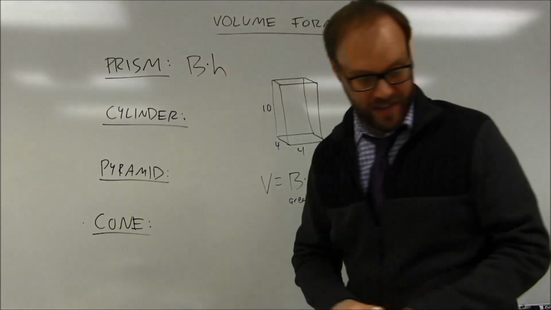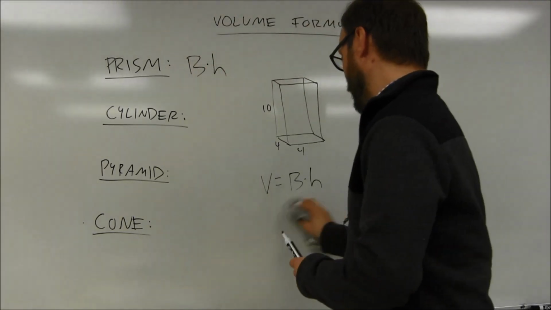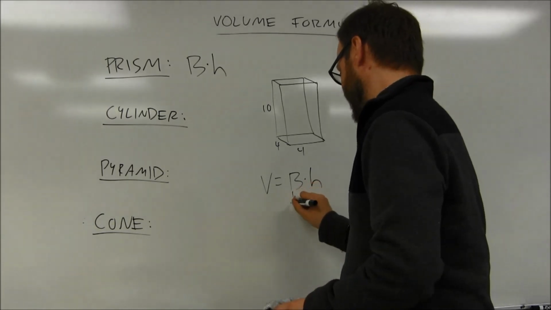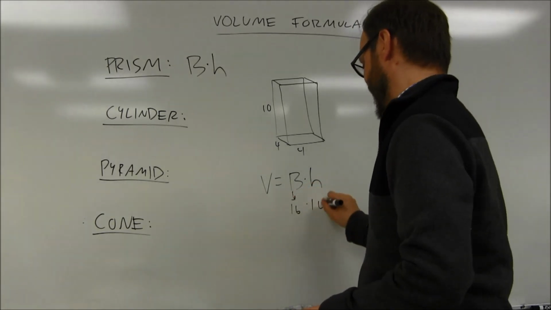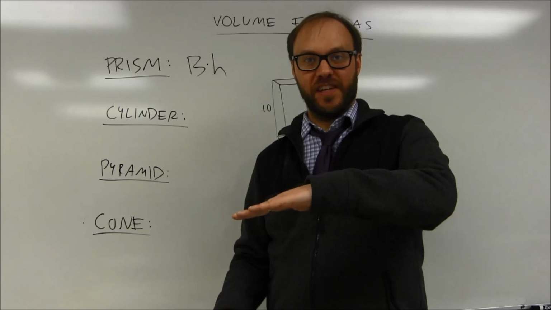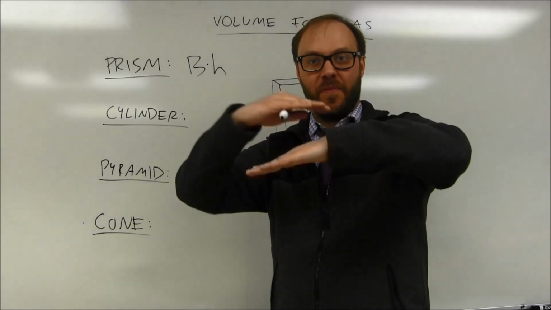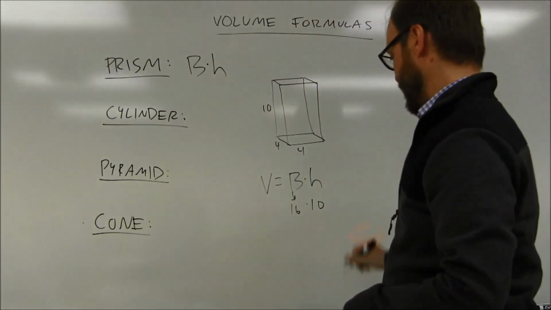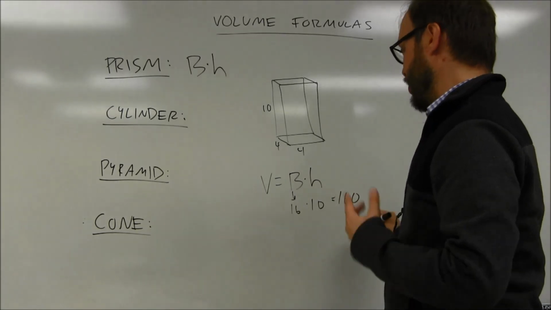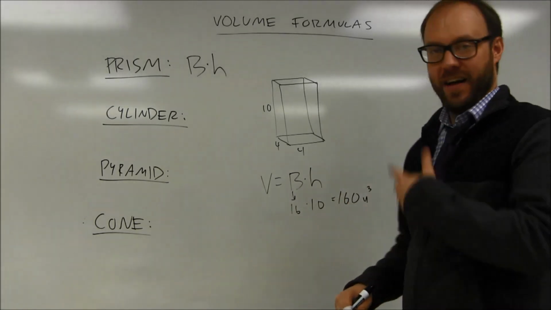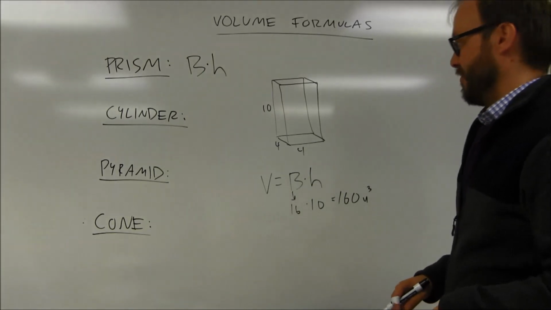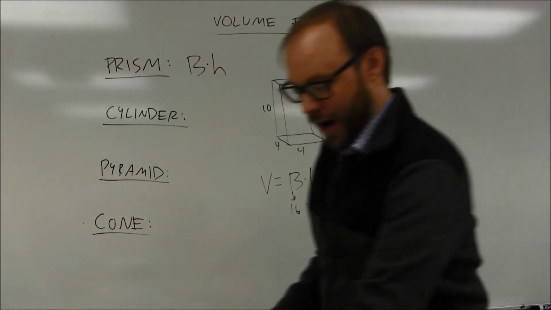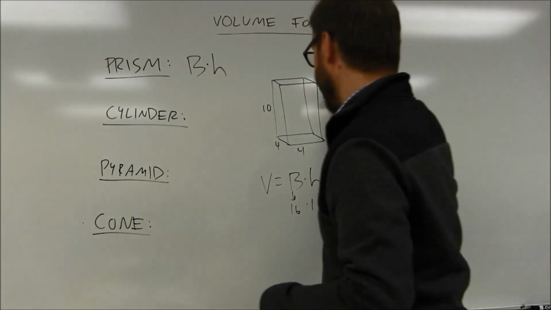And so in this particular case, the base is a 4 by 4. Okay, so 16 blocks could fit into that base. The height is 10, so you could fit a square of 16 blocks and then stack that on top of itself 10 times, and you'd end up with a volume of 160 cubic units. Okay, so you use a U and a cube for those. That works for any prism.